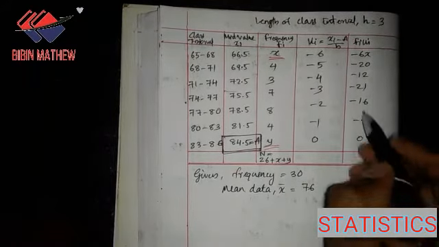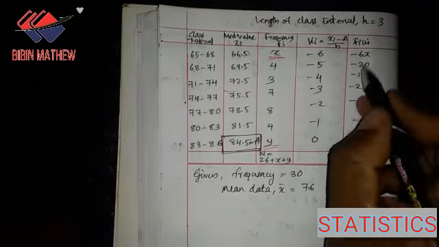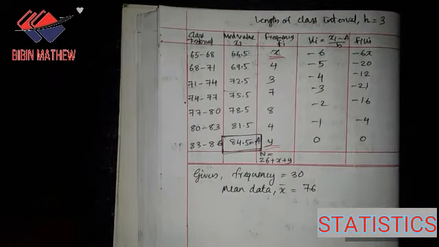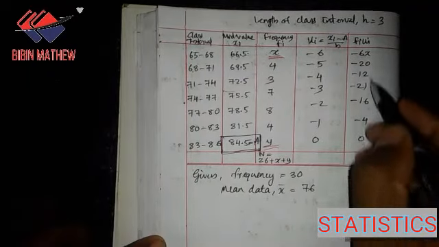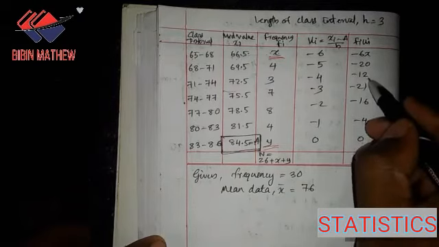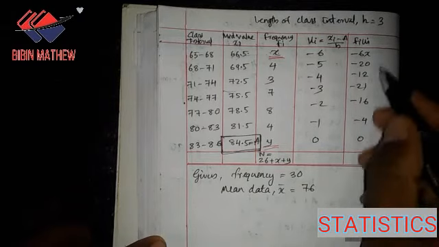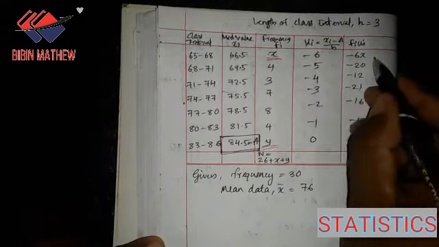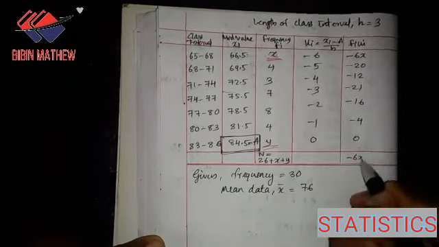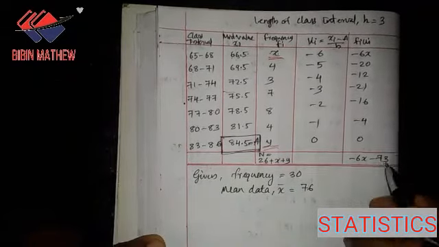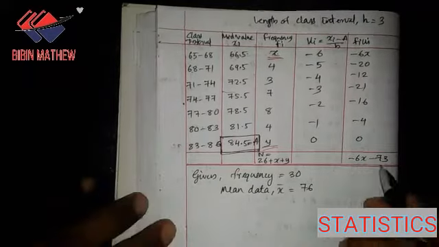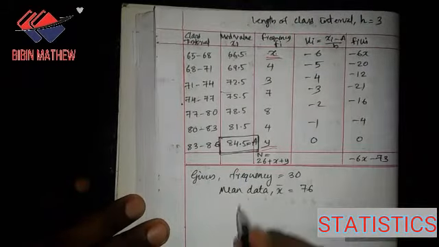Okay, now from here, these are the negative numbers. Let us add the negative numbers together. Adding all the negative numbers, 20, 12, 21, 16 and 4, you will get minus 73. So here you will get minus 6x minus 73. This is your sigma f_i u_i.